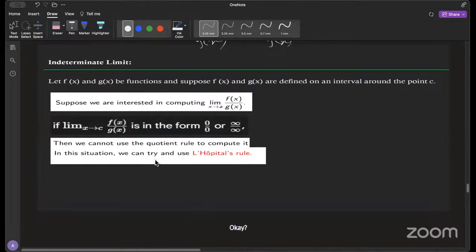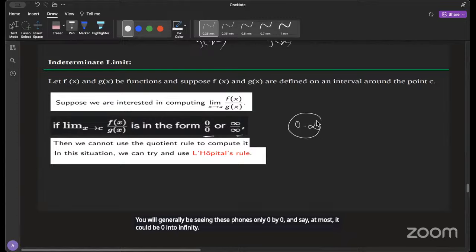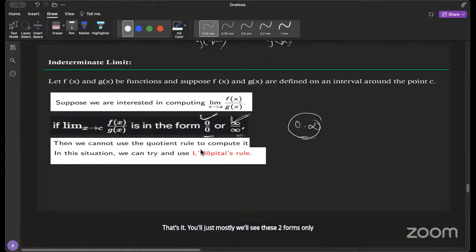Okay. Then coming to your indeterminate limits, you will generally be seeing these forms only: 0 by 0 or infinity by infinity, and at most it could be 0 into infinity. That's it. Mostly you will see these two forms only, 0 by 0 and infinity by infinity.